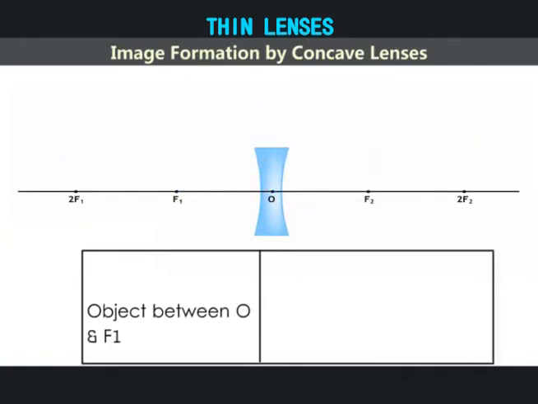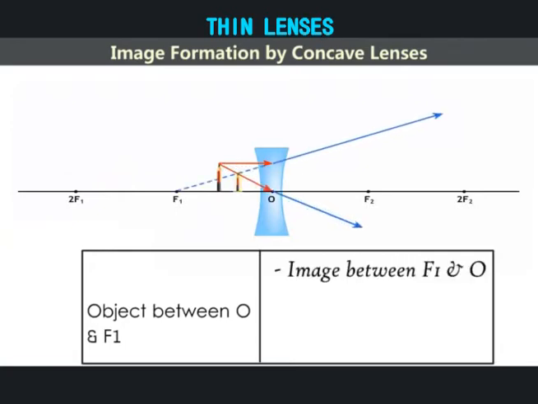When the object is placed between O and f1, the image is formed between f1 and O. It is virtual, erect, and diminished.